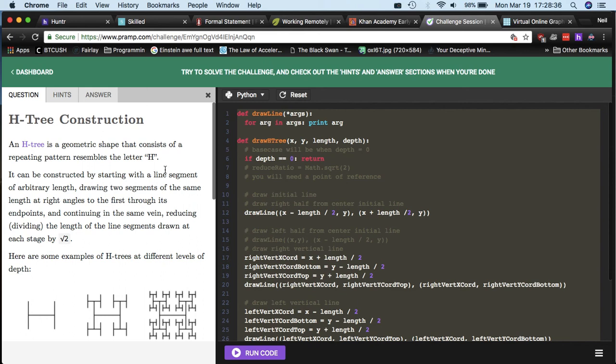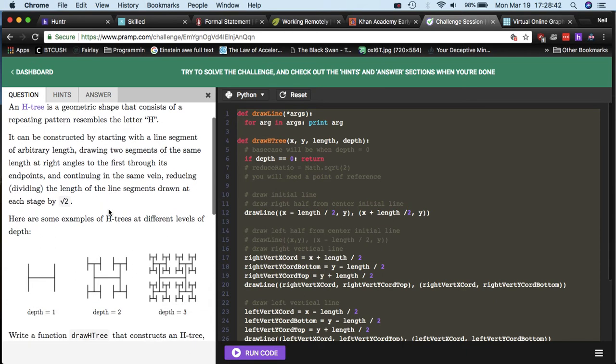In a Pramp interview today, the question I got was an H-tree construction. Essentially, you want to get a Python program to draw out H's like this with length 1, length 1, length 1, or just length X, or whatever is consistent. And then if you wanted to add more, there are depths, so that's one depth, so there's one H.